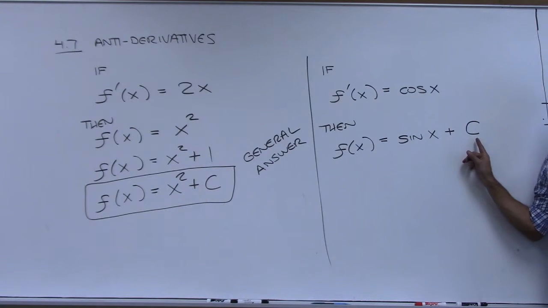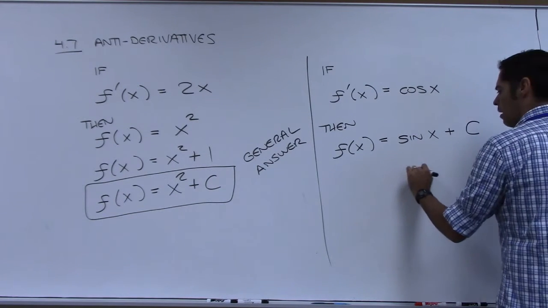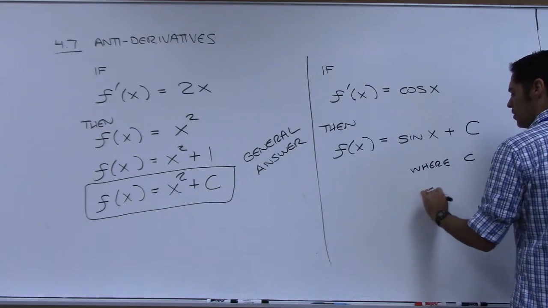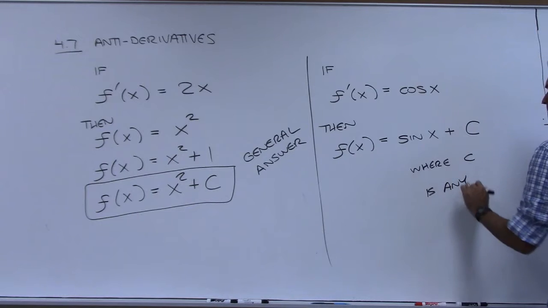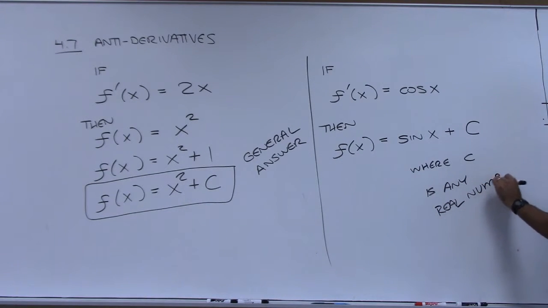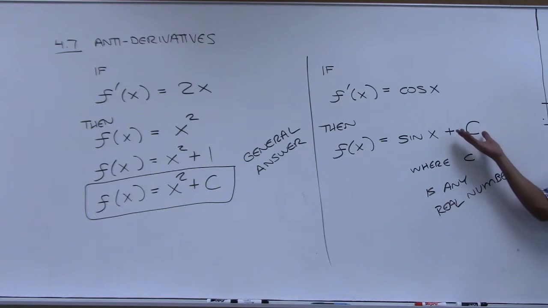C can be any real number, positive or negative. So this constant, it's understood this constant is any real number. So I'll put that here, where c is any real number. So of course, if c is a negative number, then this would be subtraction. Make sense? All right.